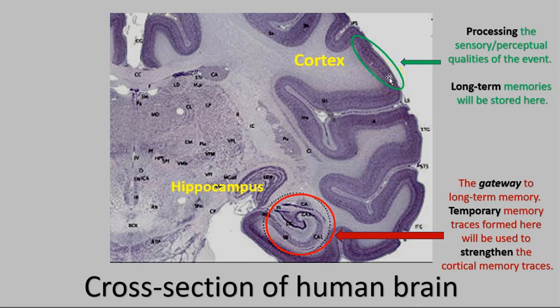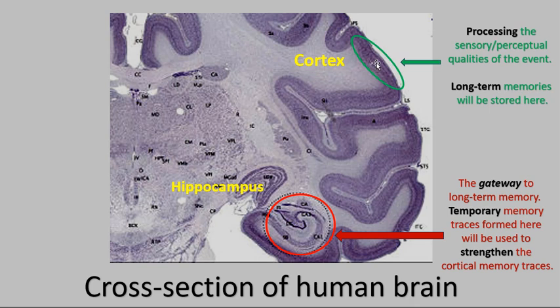But during the encoding stage, these neurons in the cortex at different regions of the brain are just going to be processing whatever is out there in the lesson, what the lesson looks like and sounds like and feels like. But it's here where long-term memories will be stored. Down here in the hippocampus, this we can think of as the gateway to long-term memory. What will happen here is that temporary memory traces formed here will be used to strengthen the cortical memory traces up here in the cerebral cortex.